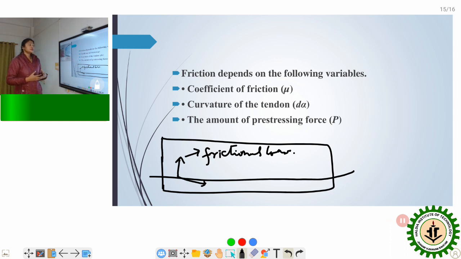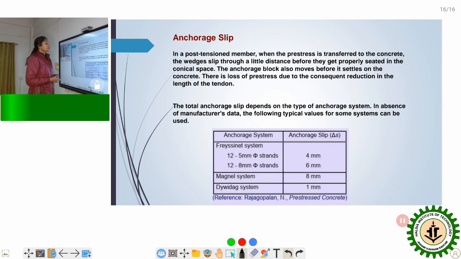As for the amount of pre-stressing force, the more the pre-stressing force, the more frictional losses happen. The less the pre-stressing force provided, as a fraction of the ultimate strength, the fewer the frictional losses. The coefficient of friction also plays an important role, depending on the type of interface the concrete and steel duct have. Next, we are going to have a brief introduction to anchorage slip as well.